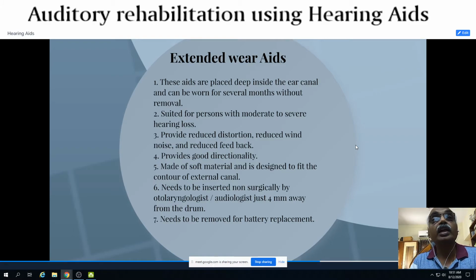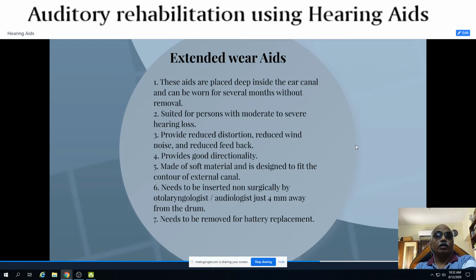This type of hearing aid is very much suited for persons with moderate to severe hearing loss. These aids don't distort the sound, and they reduce the hissing noise or wind noise. These hearing aids have absolutely no feedback, which is the most useful aspect. It also gives good sound directionality, so the patient will be able to clearly say from which direction sound is coming. And it can be worn for a longer duration because it is made of soft material and has been designed to fit into the contour of the external auditory canal.